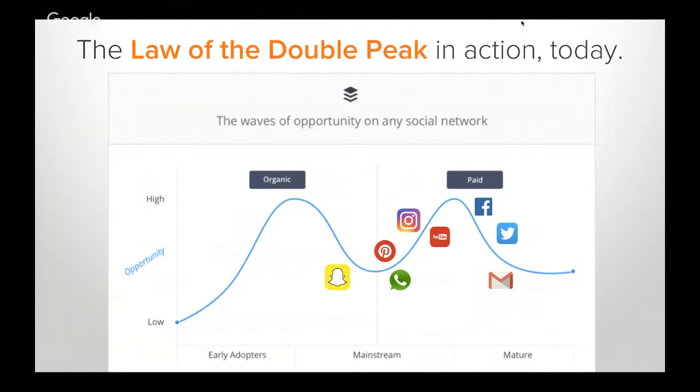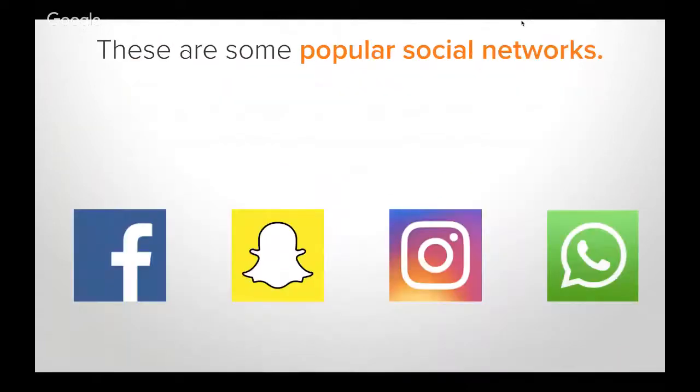And then you have networks like Instagram and Snapchat, and they're still figuring it out. They're still integrating the paid portion. So those are networks where the strategy is a little less clear, but we can still implement a couple of things that we know for sure. So let's talk about some of the most popular social networks today. We have Facebook, Snapchat, Instagram and WhatsApp.